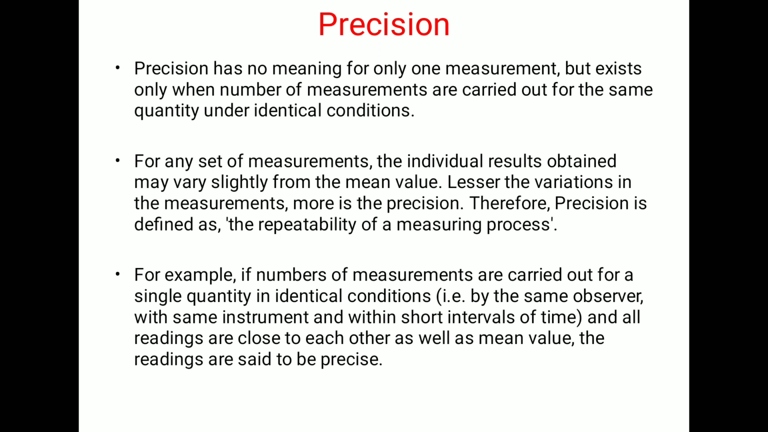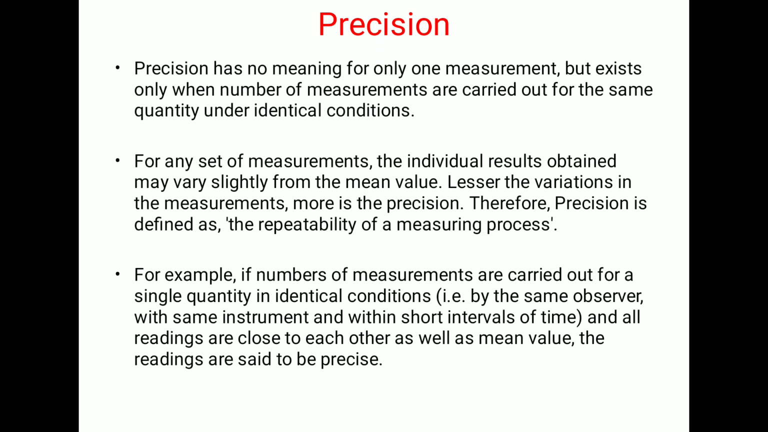Second terminology is precision. Precision has no meaning for only one measurement, but it exists only when a number of measurements are carried out for the same quantity under identical conditions. For any set of measurements, the individual results obtained may vary slightly from the mean value. The lesser the variations in the measurements, the more is the precision. Therefore, precision is defined as the repeatability of the measuring process.